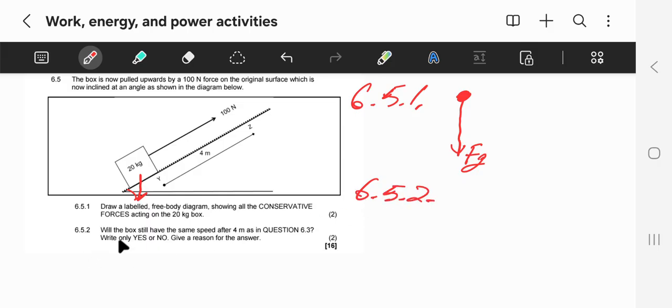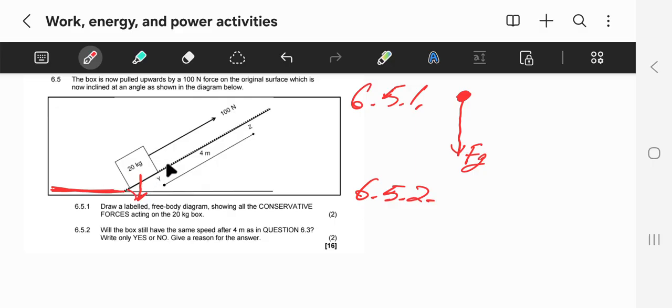Okay, then we have 6.5.2. They are saying there, will the box still have the same speed after 4 meters as in question 6.3? Write only yes or no. Give a reason for the answer. What do you think the answer is, guys? I'm going to say the answer is no, because our object is moving from the ground, right? When it's moving from the ground, that means our object will have kinetic energy, right? And it will not have any potential energy.